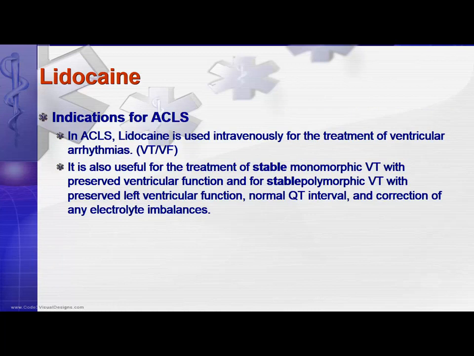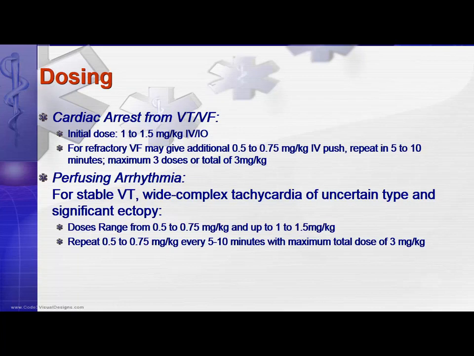Lidocaine is used intravenously for the treatment of ventricular arrhythmias. It can be used for VTAC with a pulse or for pulseless VTAC and V-fib. Okay. Your initial dose for cardiac arrest, 1 to 1.5 milligrams per kilogram IV. And then if it's refractory, you can halve the dose, 0.5 to 0.75 milligrams per kilogram.